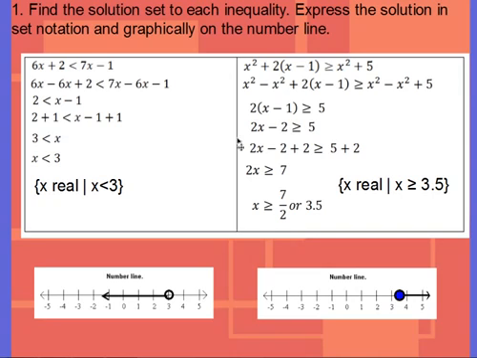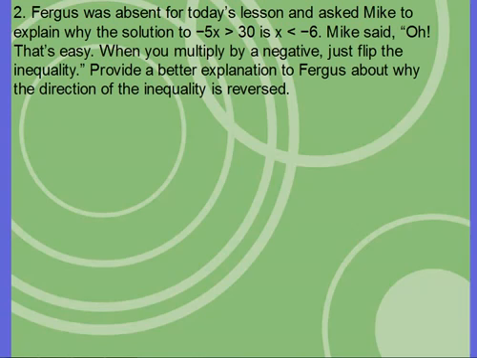Okay, moving on. Question 2. Fergus was absent for today's lesson and asked Mike to explain why the solution of negative 5x is greater than 30 is x is less than negative 6. Mike said, oh, that's easy. When you multiply by a negative, just flip the inequality. Provide a better explanation to Fergus about why the direction of the inequality is reversed.